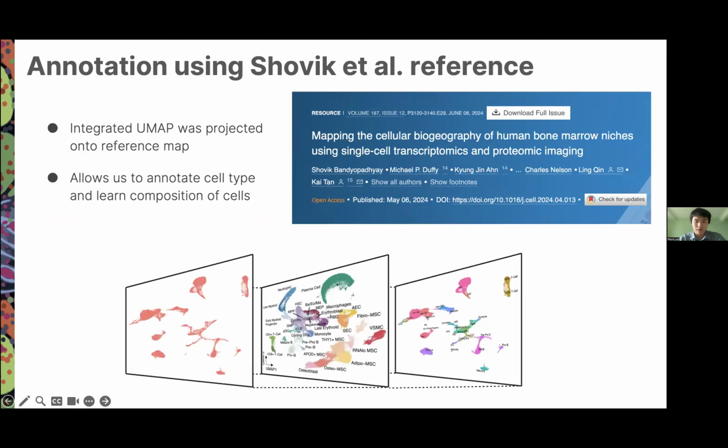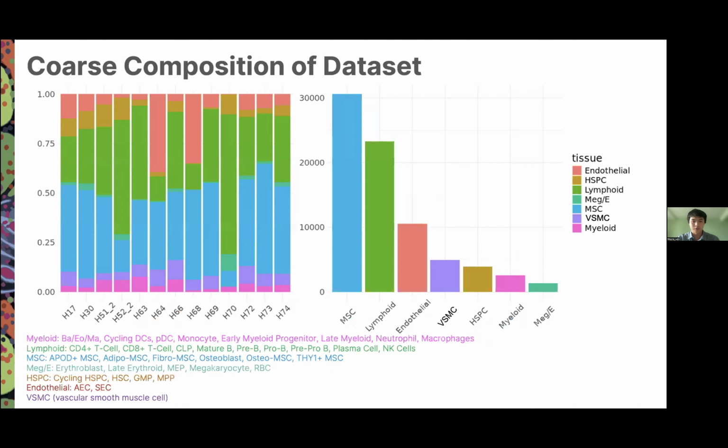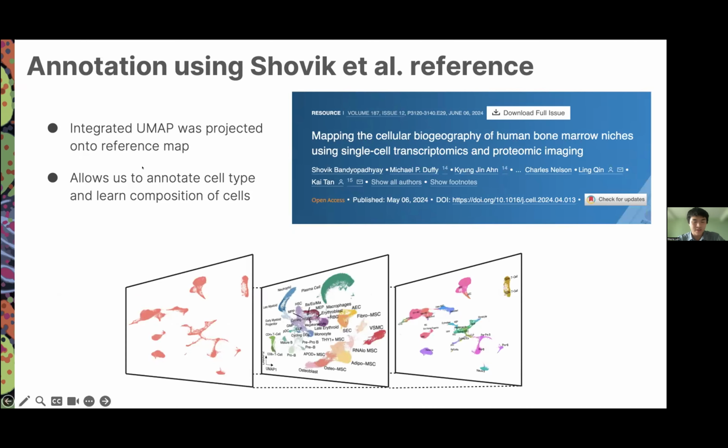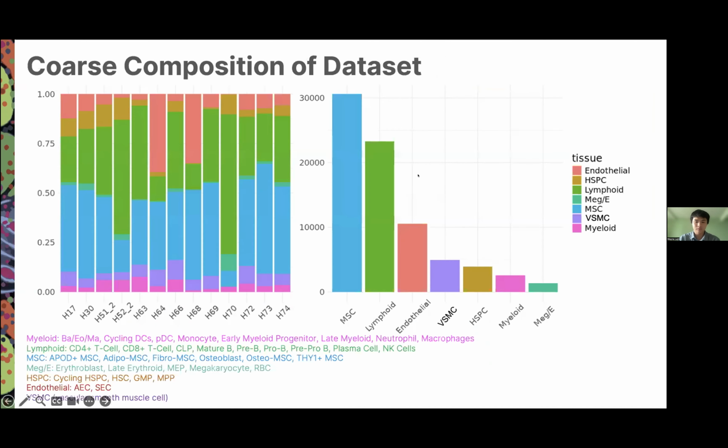So our bone marrow reference comes from this paper by Hay et al. And what we did was we projected our integrated UMAP onto this reference to be able to annotate our own cells, which tells us what our data set is made up of and our composition of cells.